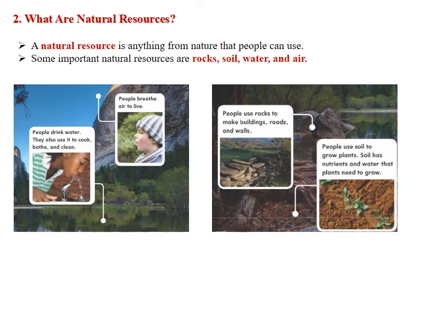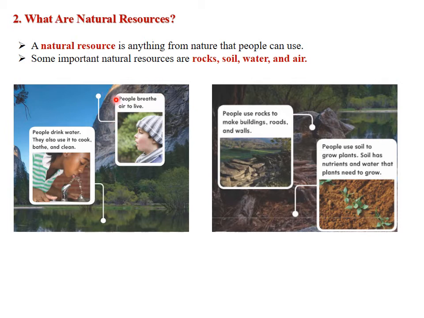And now we are going to talk about Earth's different resources. And first of all, we are going to see what are natural resources. By definition, a natural resource is anything from nature that people can use. Some important natural resources are rocks, soil, water, and air. Let's look at the first picture on the left. People drink water, and water is a natural resource. They also use it to cook, bathe, and clean.